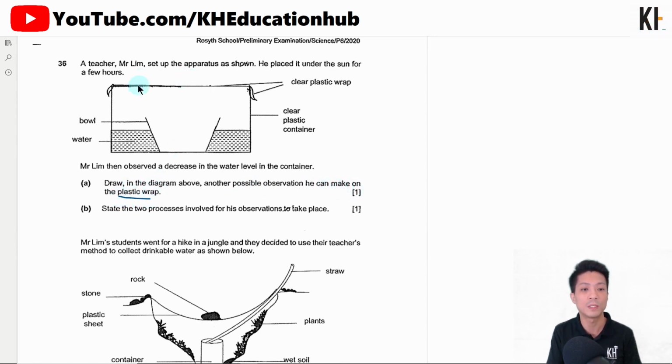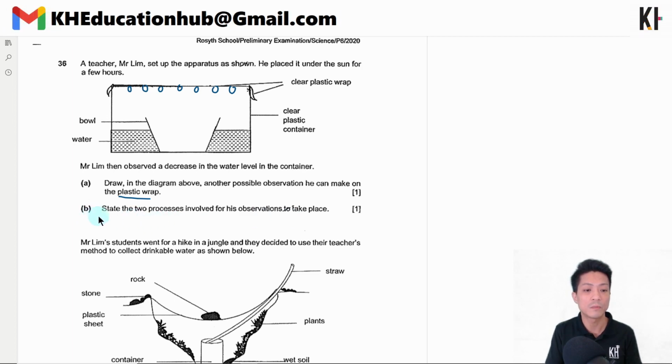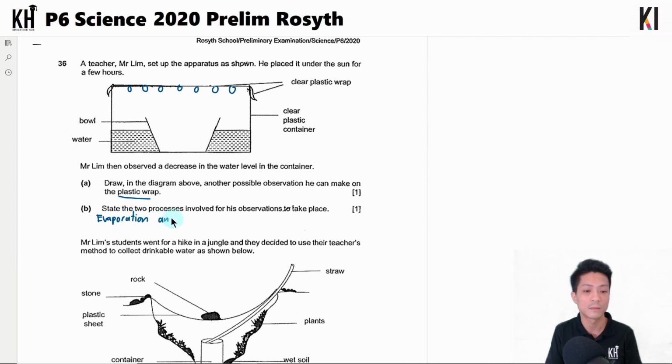Okay, so probably you will observe water droplets, right? Name the two processes involved for its observations to take place, so it must be evaporation and condensation.